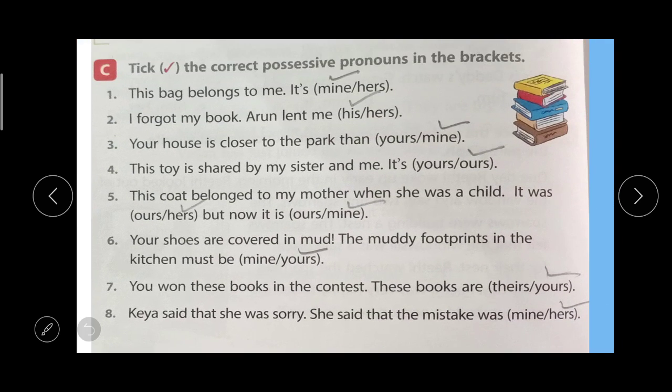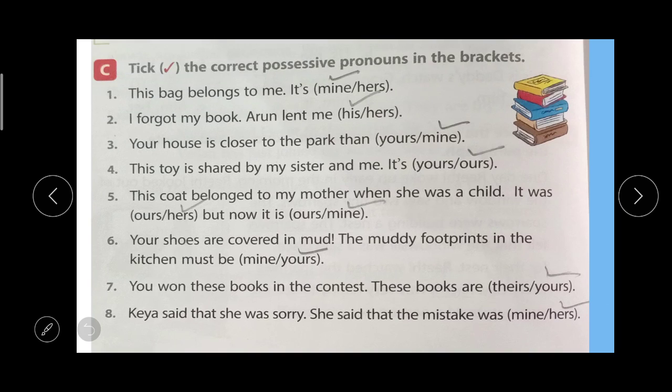Number 1, this bag belongs to me, it's mine. Number 2, I forgot my book, Aaron lent me his. 3, your house is closer to the park than mine. 4, this toy is shared by my sister and me, it's ours. 5, this coat belonged to my mother when she was a child. Quote, it was hers but now it is mine.